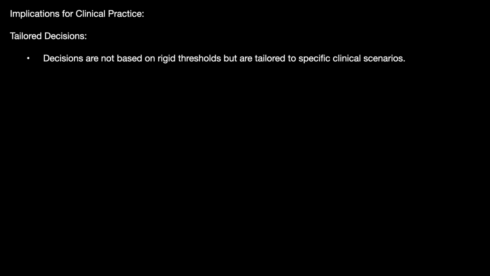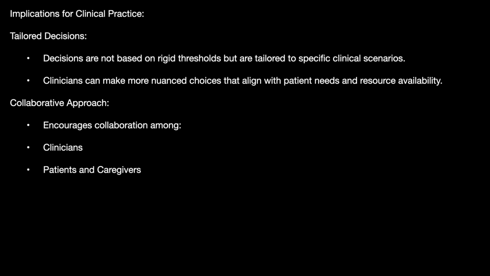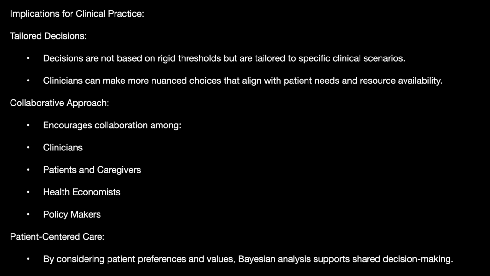So what is the implication for clinical practice? We can tailor our decision. Decisions are not based on rigid thresholds, but tailored to specific clinical scenarios. Clinicians can now make more nuanced choices that align with the patient's needs and the resources available. It encourages collaboration among clinicians, patients, caregivers, health economists, and policymakers. So we can have more patient-centered care by considering the patient's preferences and values. Bayesian analysis supports shared decision making. So this is information which is easily understood by everyone.